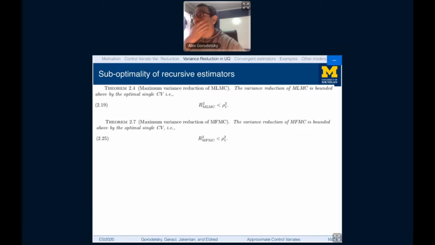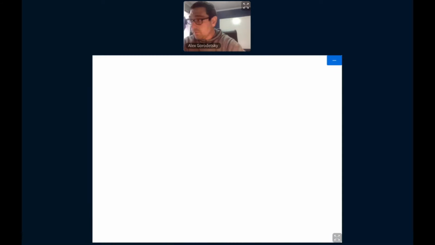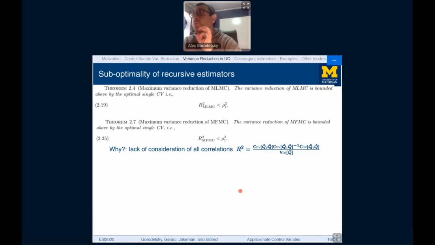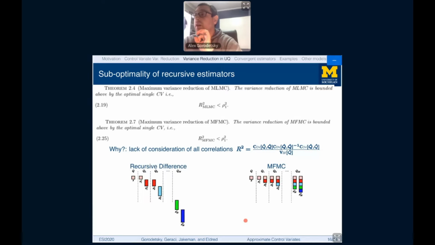And so in the paper, we can formalize this by showing that the R squared of the recursive difference and the recursive nested estimators are essentially bounded by the correlation of the most correlated model. And the important reason is that this particular sampling strategy breaks the correlation between the low fidelity models that is needed in order to guarantee the convergence. Why does it break it?